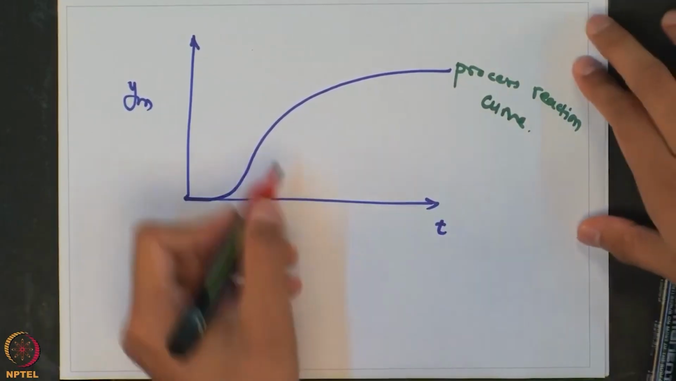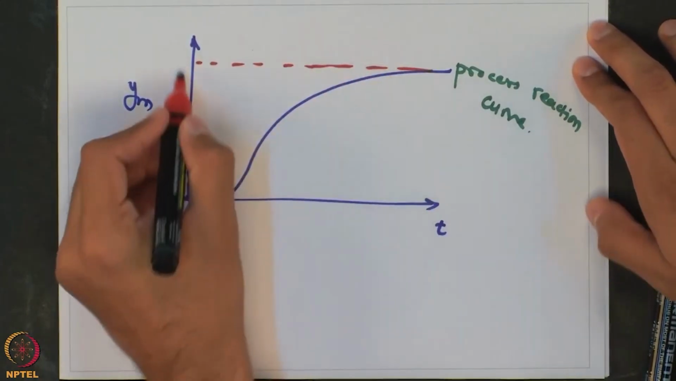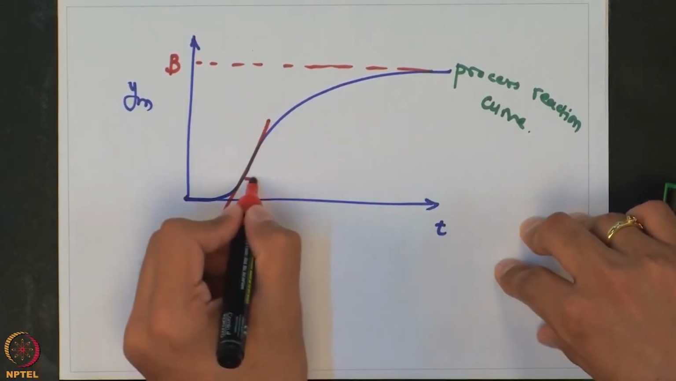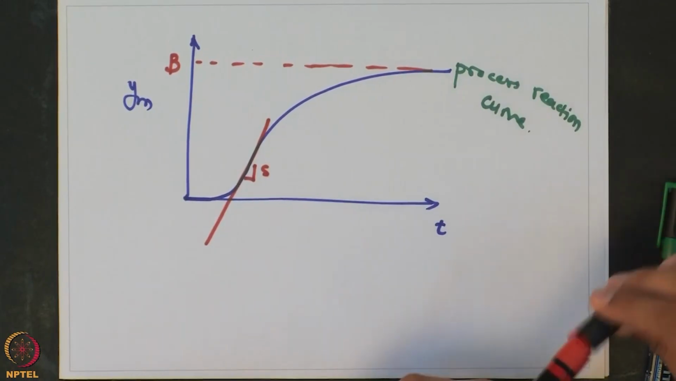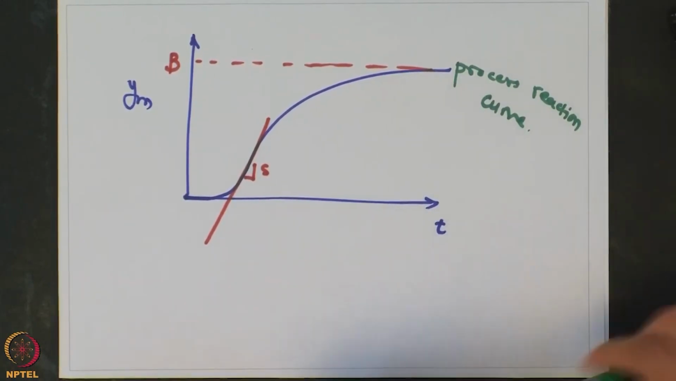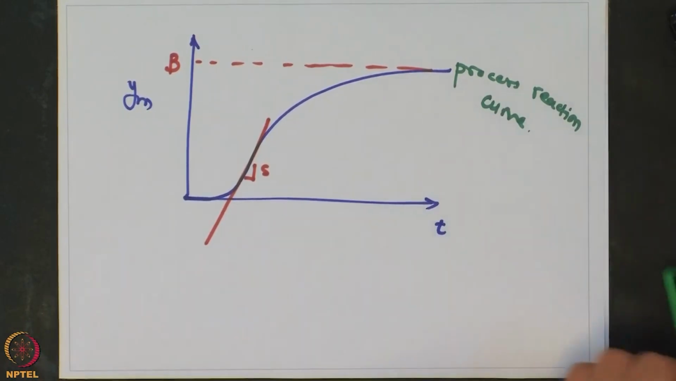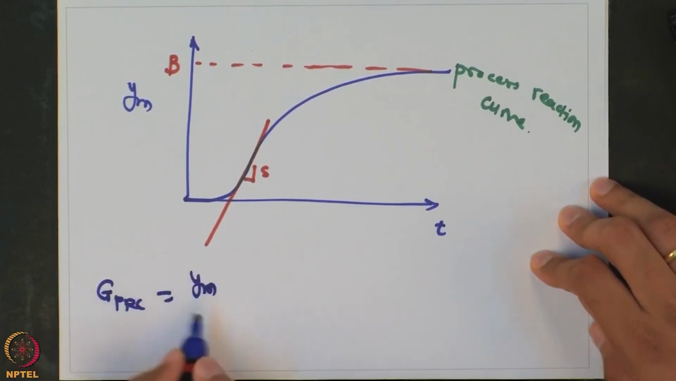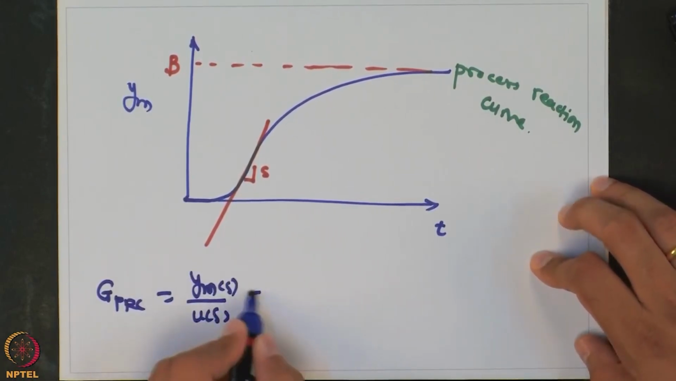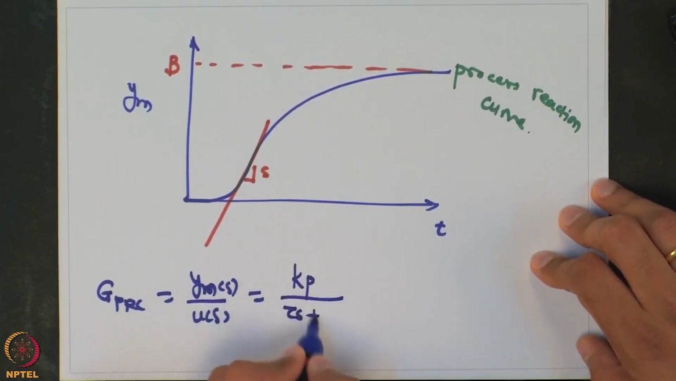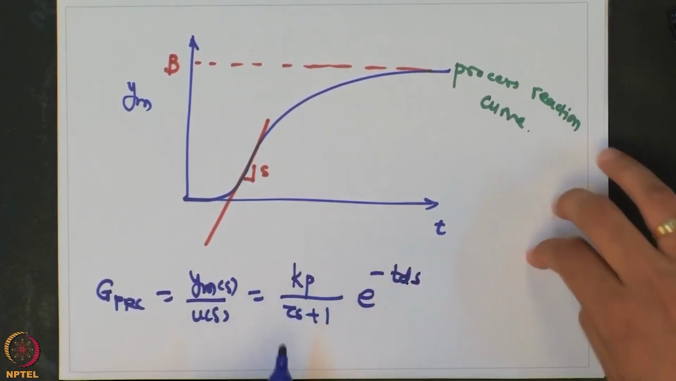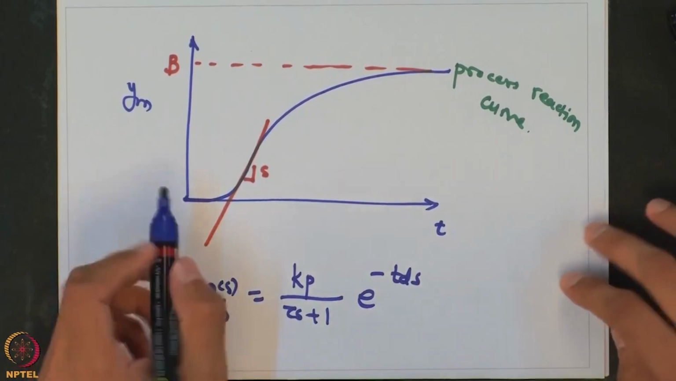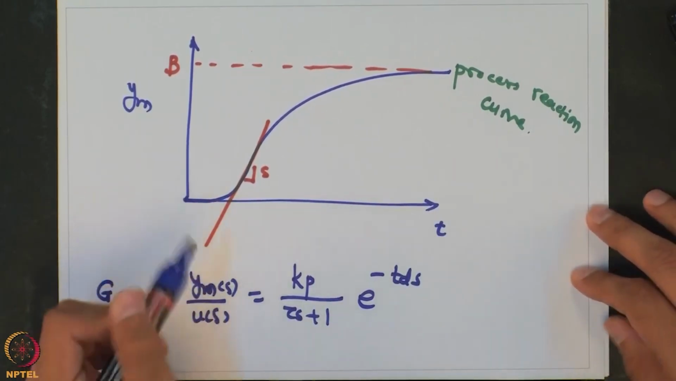So if this final value is B and the slope at the inflection point is S, what you require is to write down this process reaction curve, which is YMs over Us equal to a first order plus dead time model. So this is an approximation. We want to approximate any process as a first order plus dead time, and you would use this process reaction curve to represent it in that form.